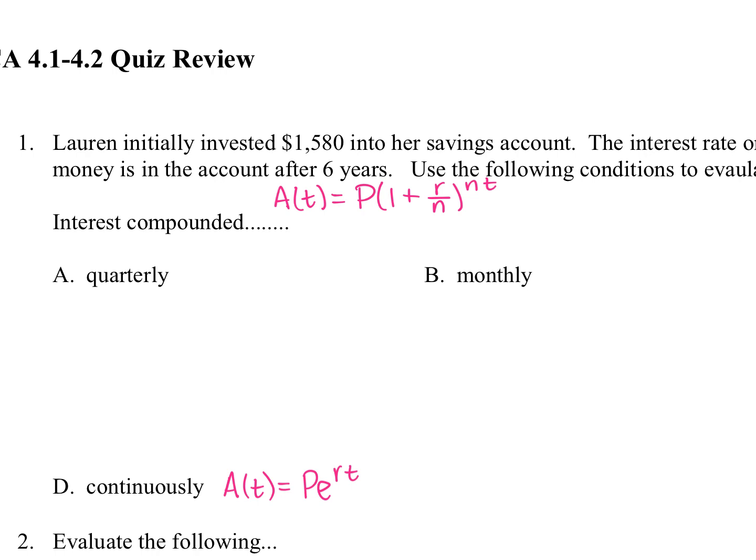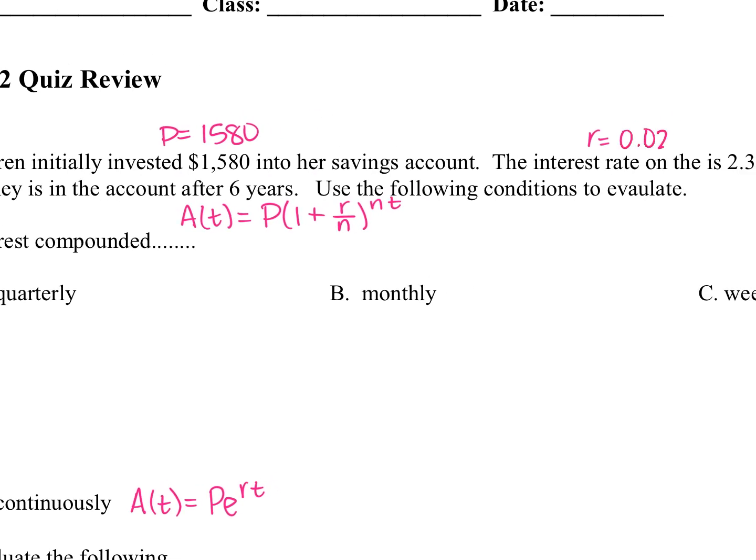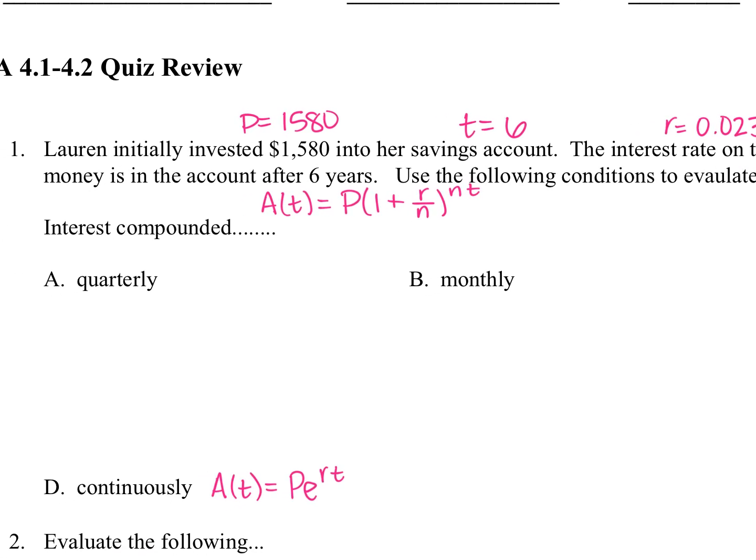Ultimately, when you look at all of this, it tells you that your P is the 1580. Your R, or your rate as a decimal, is 0.0235. And your time, or T, is 6. So if we look at our first part, it says quarterly. That means we're going to be working with an N of 4. So I'd write down that N is equal to 4.